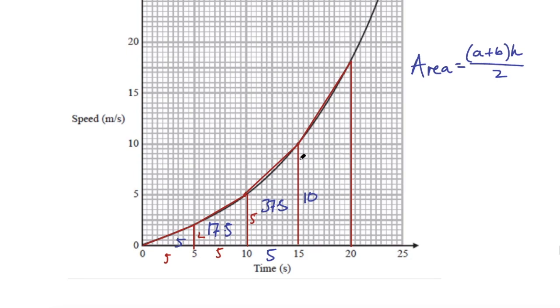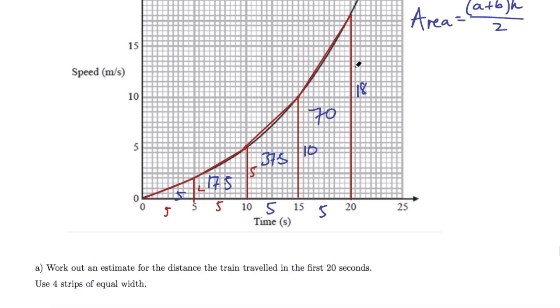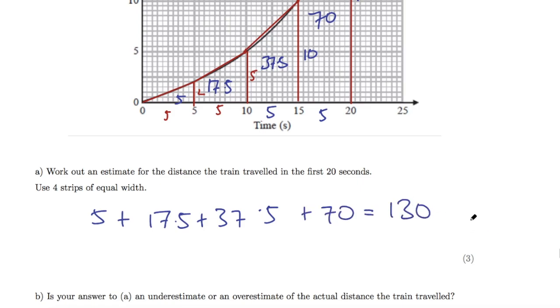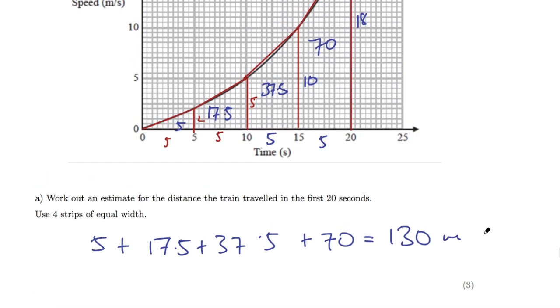And the last one, the top side is 10, the bottom is 18. So if you go across from here, you get 18, and the height is 5. So if I use those values in this equation, I get 70. So now I have the areas of these shapes, I can work out an estimate for the distance. So I can say 5 plus 17.5 plus 37.5 plus 70 will equal 130 meters.